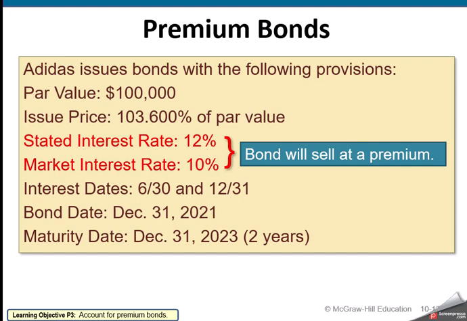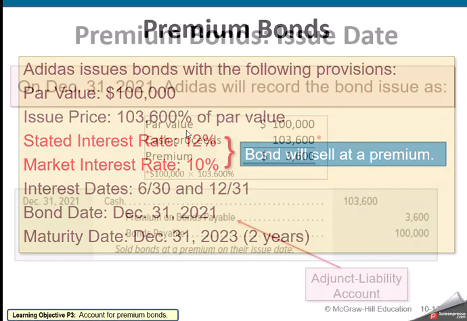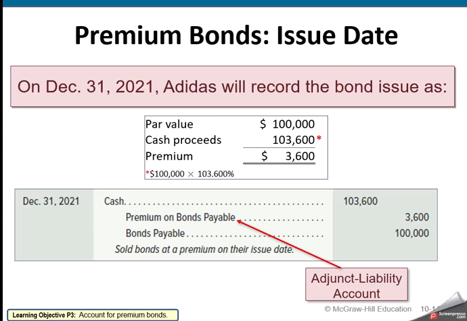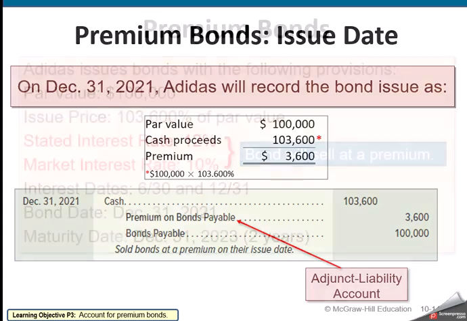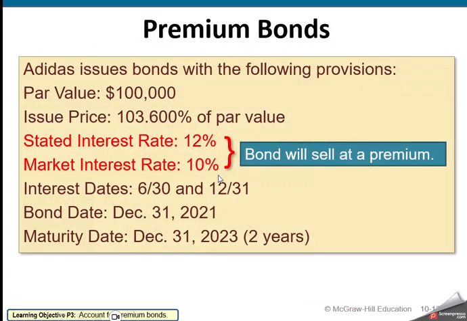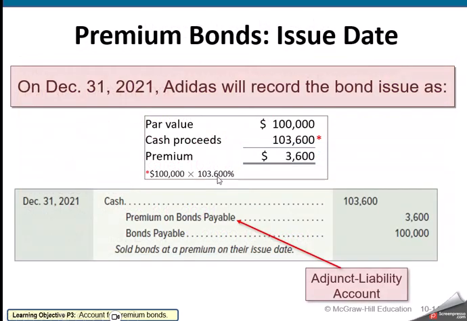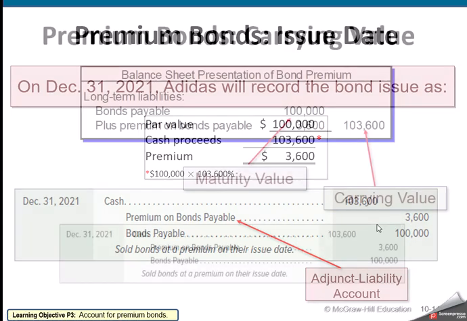Now here, what if it sells at a premium? What if it's the other way? So market rate's 10%. These bonds are paying 12%. So everyone's going to want them. They're going to pay a premium. So then, going back, it tells us they're selling at 103.6% of the 100,000. So then that means $103,600 cash comes in. Again, the company still just owes the par value, the 100,000. The difference is a premium, and that we set up.